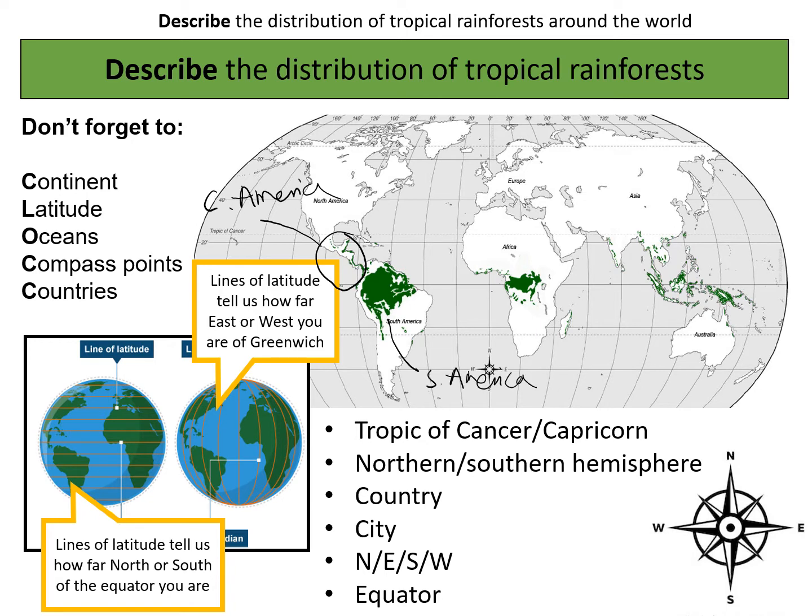And if we were being really specific about where they were within South America, we could start to say things like the fact that we can see them mostly in North and Northwest South America, in countries like Brazil. Then we've got places in Africa, but it's generally in Central Africa. On the west coast, places such as the Congo and the Democratic Republic.